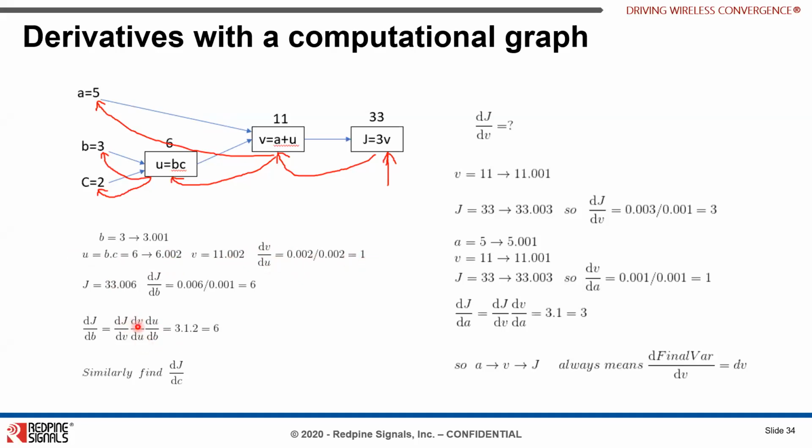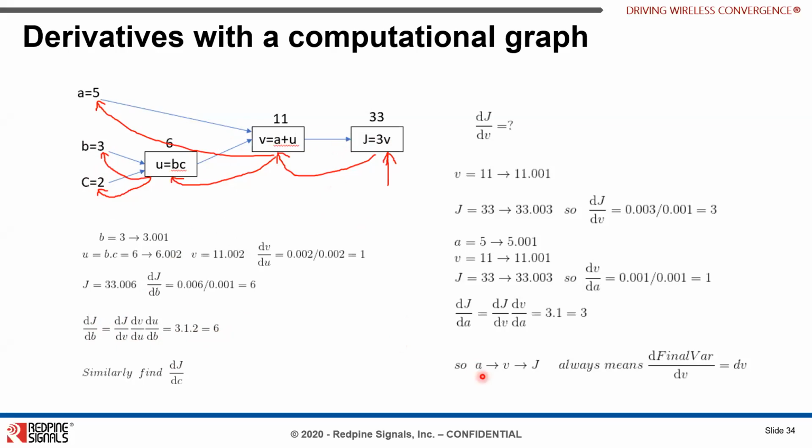So here dV by dU is 1, and dU by dB we already saw, it is 2. So finally you see dJ by dB is equal to dJ by dV, dV by dU, and dU by dB. That is 3 into 1 into 2, that is 6. In a similar way, as an assignment, you can try dJ by dC. So this is how we find the derivatives with the computational graph.